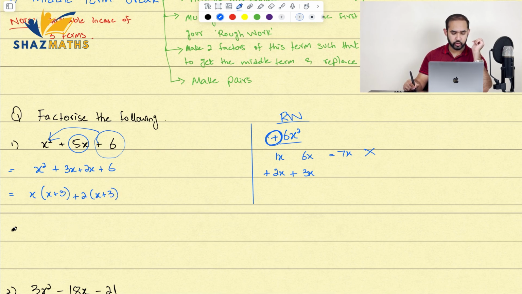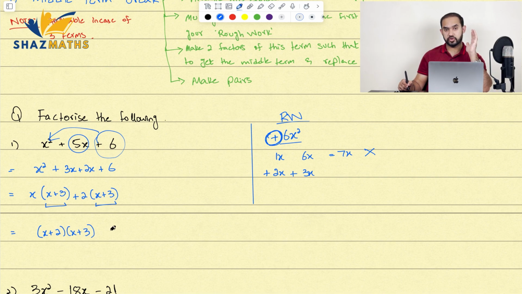And then the final step would be you will write down these two expressions as one, and then the rest of the terms in one bracket. So it would be x plus 3 times x plus 2. I'm going to write it as x plus 2 times x plus 3. There you go. So this expression is fully factorized.